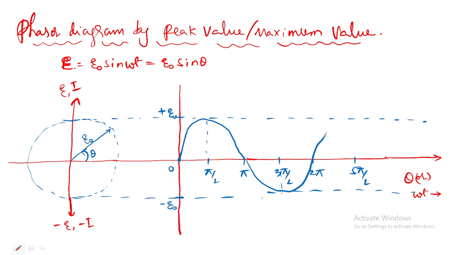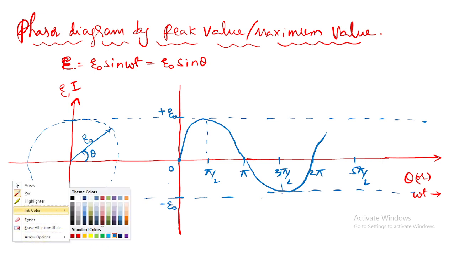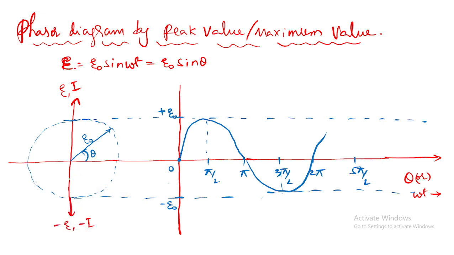What about the current now? For the current we will take another color like this. Leading or lagging? Lagging. By how much did I tell you? 90 degrees. Yes or no? So which I can draw here. This is a peak value. Am I correct?